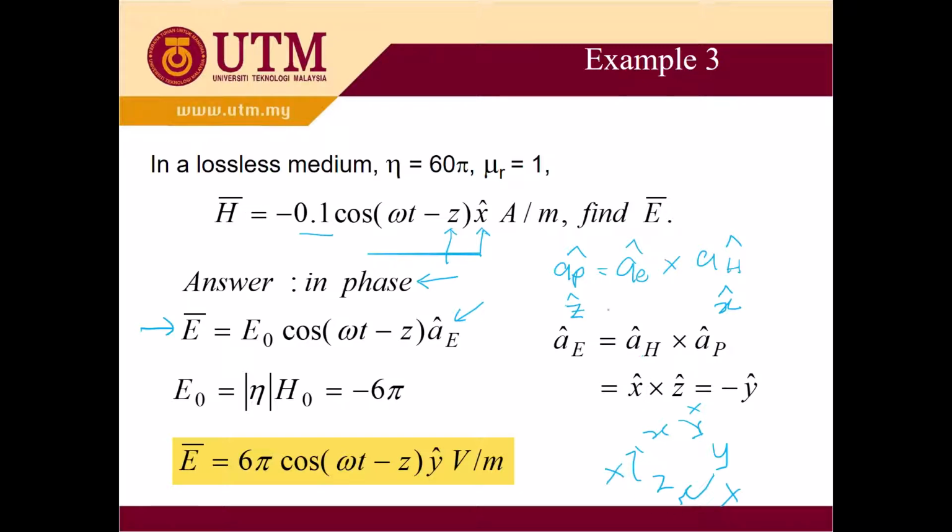So what multiplied by X gives Z? The X is here, and the Z here, so it should be in these directions. So it should be minus Y, cos X. So it should be minus Y as mentioned here. And then we put everything inside the expression of E. So this is the magnitude and also the direction. So we solve the problem.